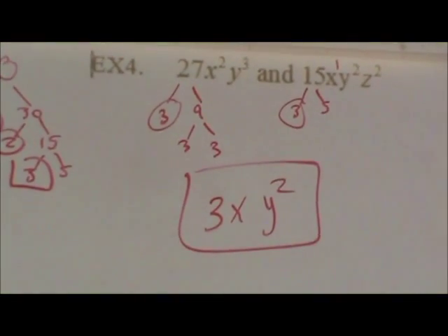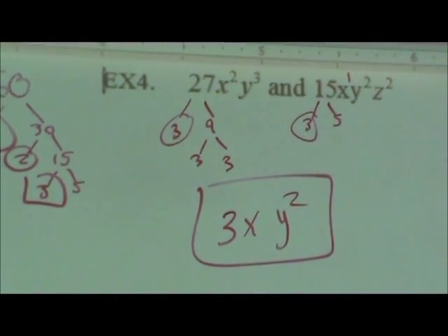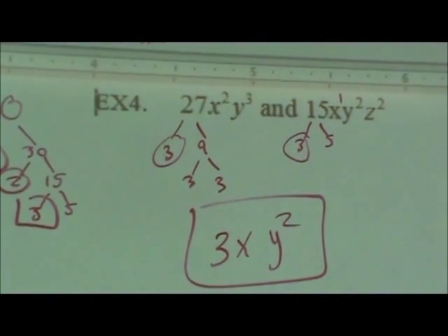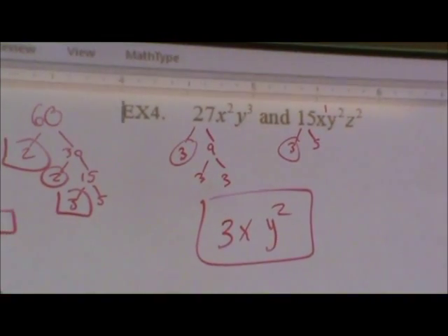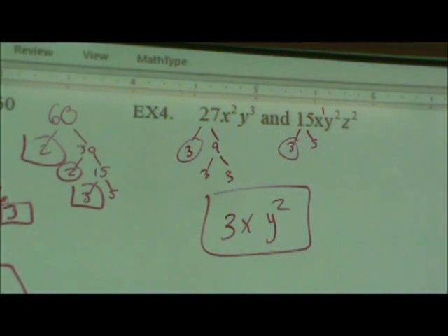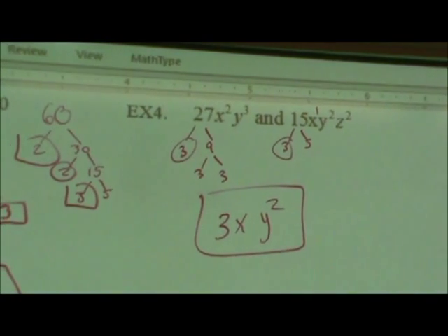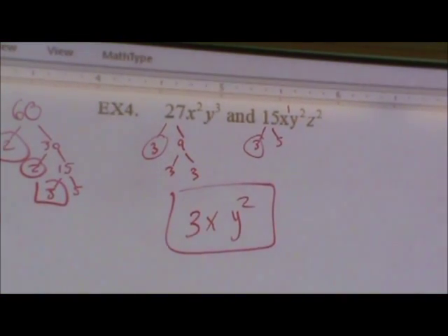Then take your variables. Take a look. You take the lowest powers on the variables. So I got x squared, x to the first. Taking the x to the first. Got y squared, y cubed. Taking the y squared. Got z squared and I have no z at all. Got to take no z at all because it's not in common. It's got to be the greatest common factor.